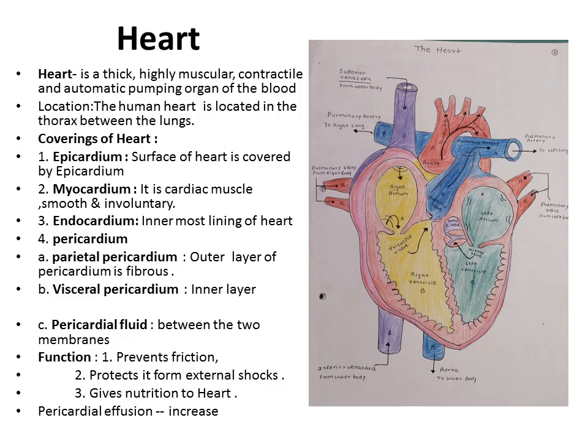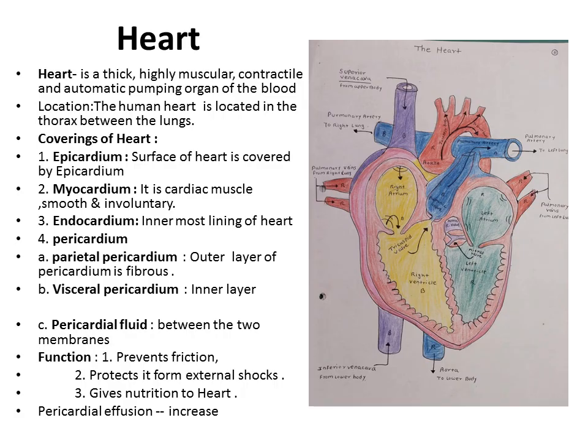The heart is a thick, highly muscular, contractile and automatic pumping organ of the blood. It is located in the thorax between the two lungs. The coverings are four: epicardium, the outermost covering; myocardium, the cardiac muscle, smooth and involuntary in action; endocardium, the innermost lining of the heart; and the pericardium, which surrounds the whole heart.